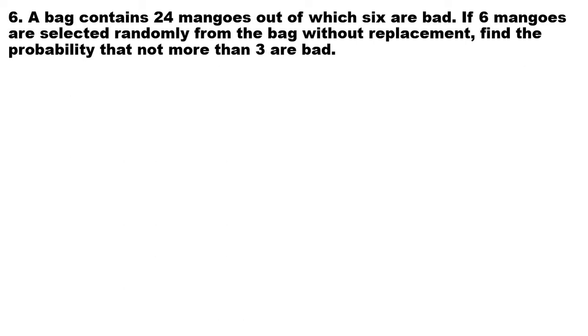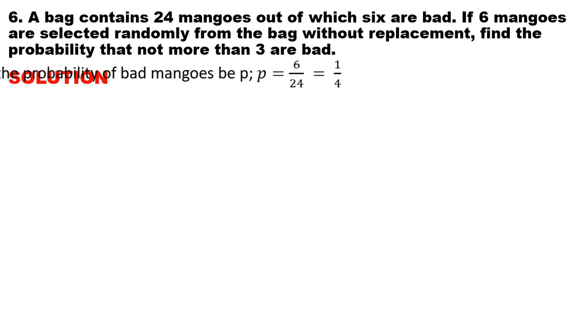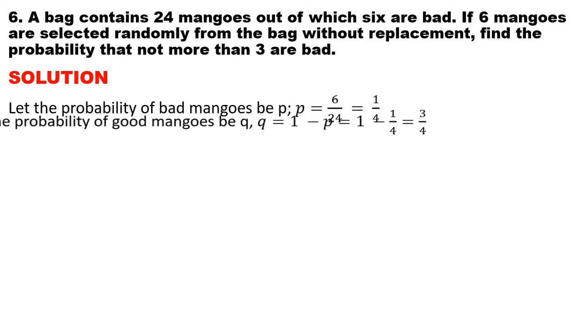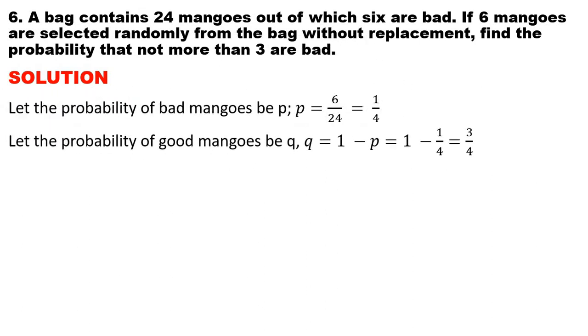So here is how we solve this. Let's find the probability of the bad mangoes, which I call P, and that is 6 out of 24, which is 1/4. Let's also find the probability of the good mangoes, which I call Q. That is 1 minus the probability of the bad mangoes, which is 1 minus 1/4, and that gives us 3/4.